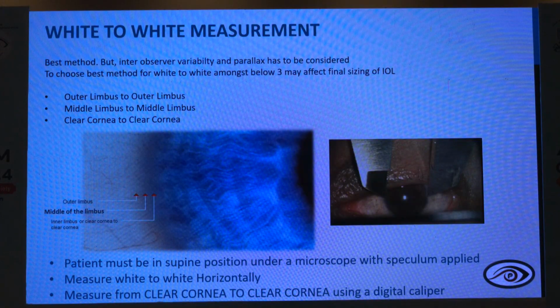See, there are three important points when you are doing this white to white. You are having outer limbus to outer limbus, mid limbus to mid limbus, clear cornea to clear cornea. These are the three points we should always remember.